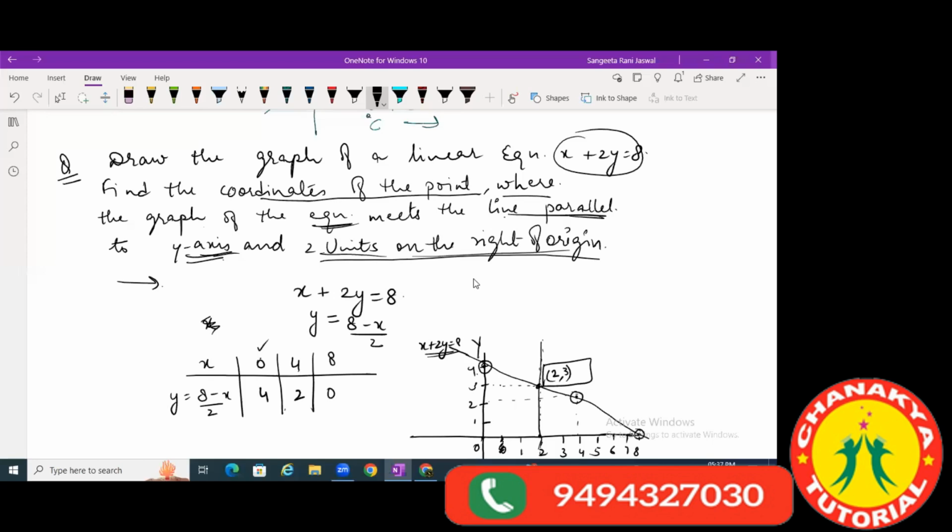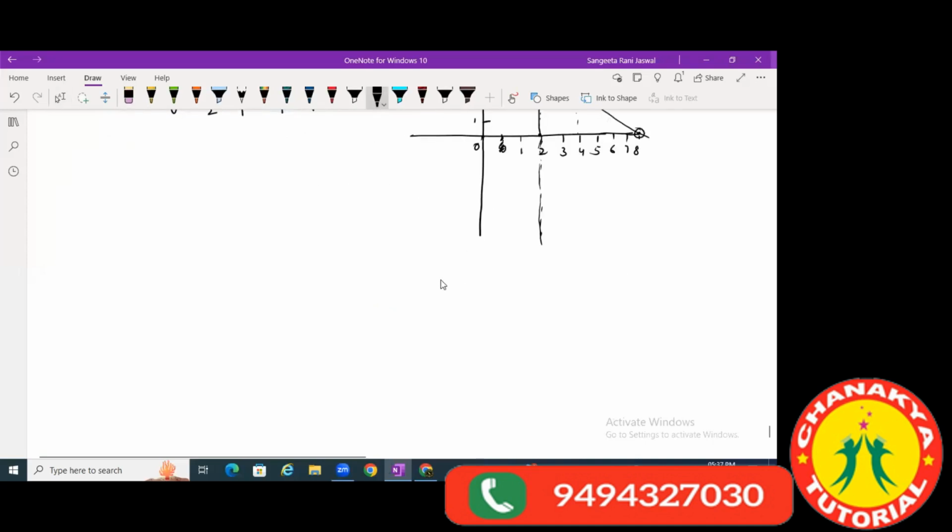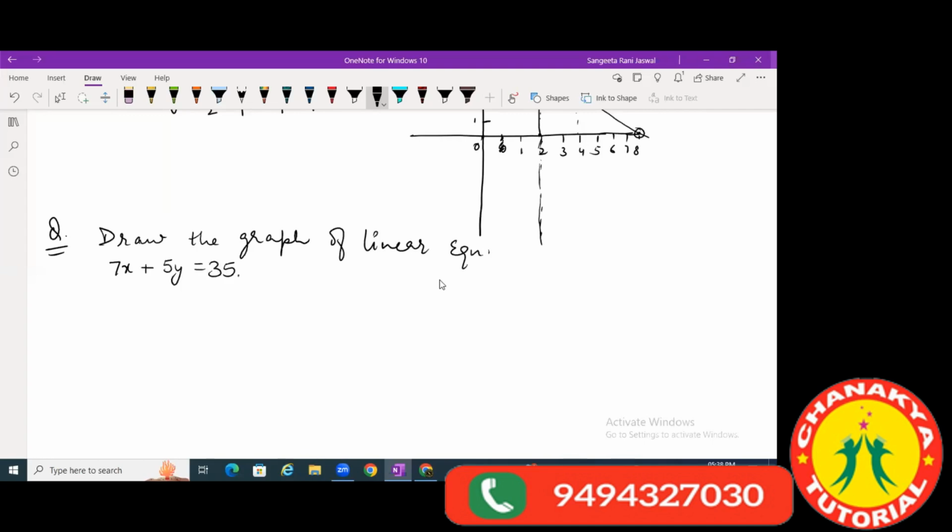Let's take another question like this. Draw the graph of the linear equation. The linear equation is 7x plus 5y equals 13. Okay. Find the point.